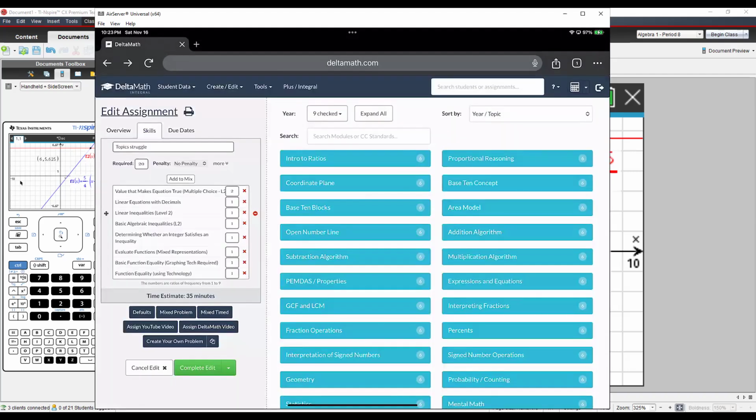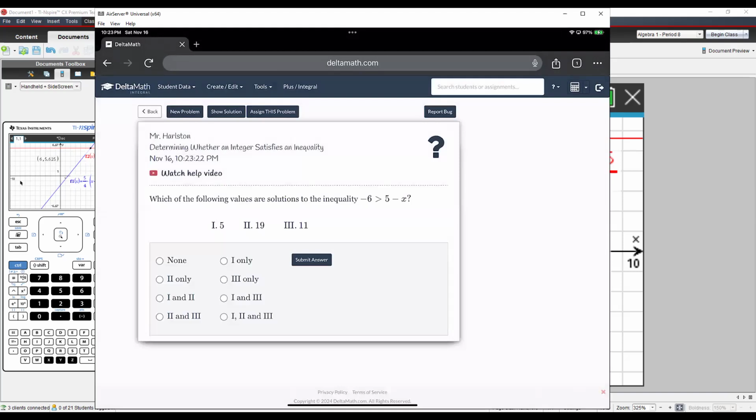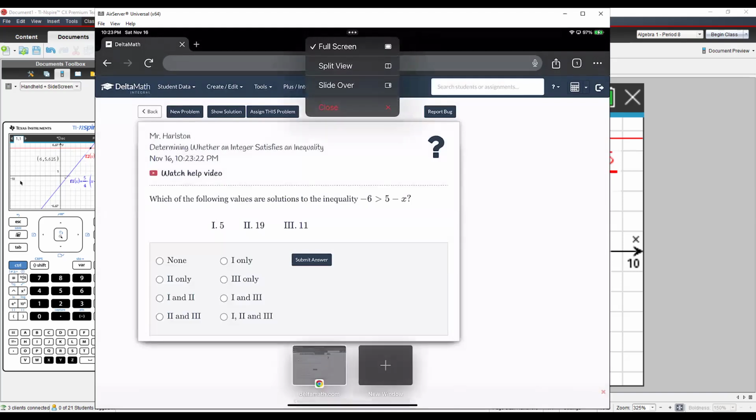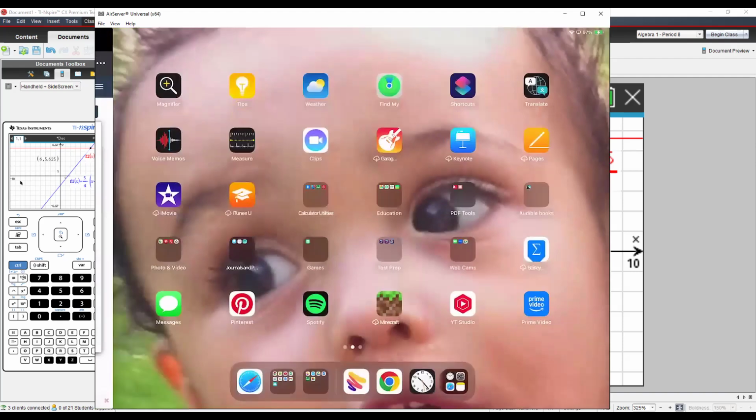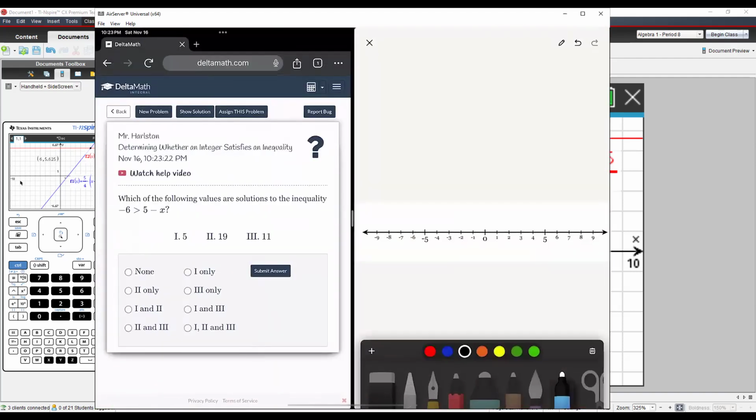I'm going to look at these first. Now I am going to use a number line, because I think a number line is a really good tool to use. So we've got this one: negative 6 is greater than 5 minus x. Now, I like to have the x's on the left-hand side of the inequality, but I'm not going to do that because I think that'll be more work.